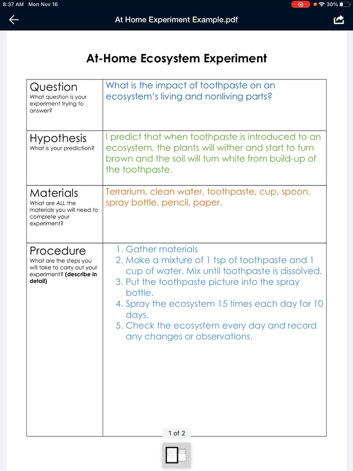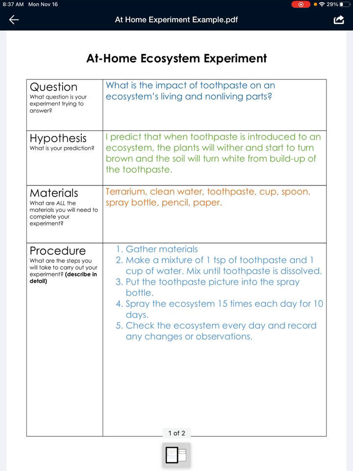First, I started by asking a question that I hope my experiment will answer. What is the impact of toothpaste on an ecosystem's living and non-living parts? That tells me that I chose toothpaste as my pollutant to focus on. Next, you will write a hypothesis. My hypothesis is, I predict that when toothpaste is introduced to an ecosystem, the plants will wither and start to turn brown, and the soil will turn white from buildup of the toothpaste.